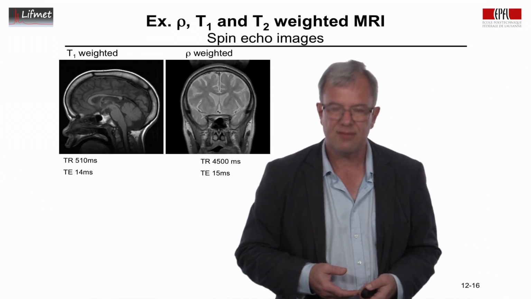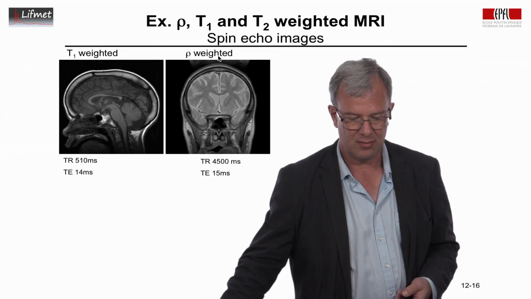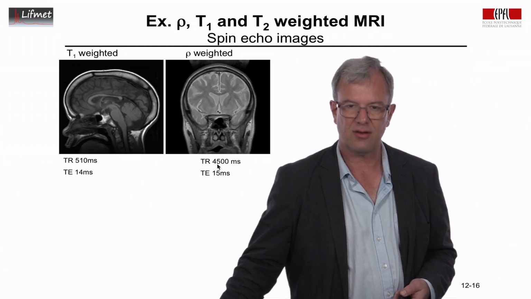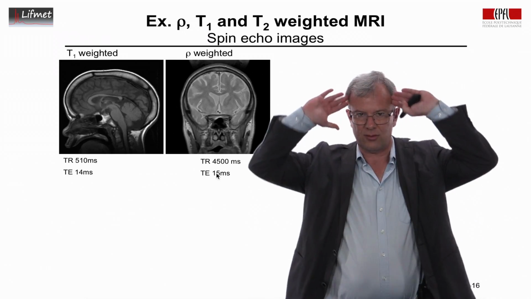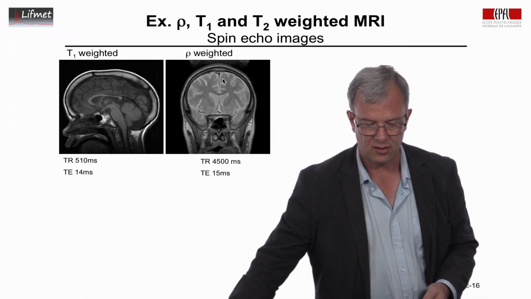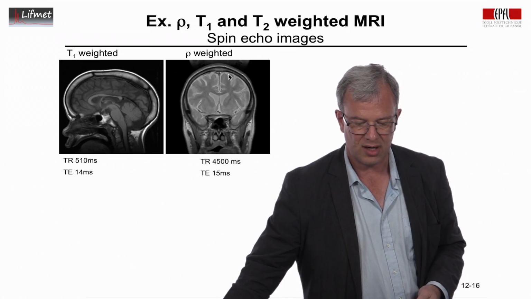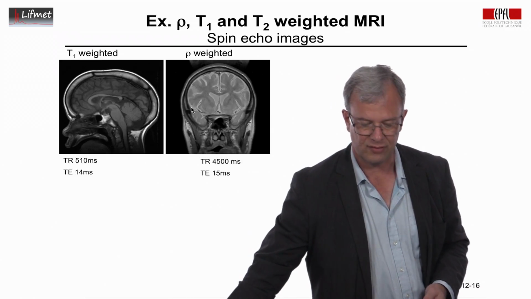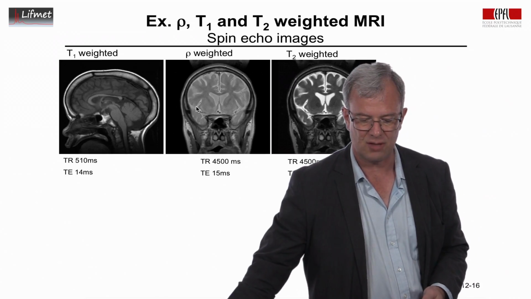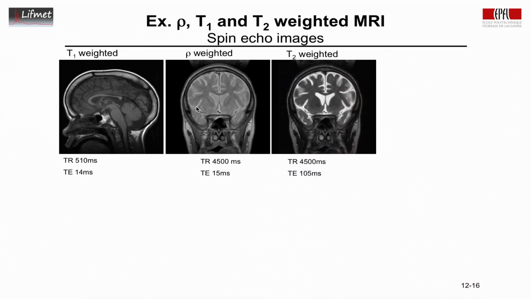Here's now a density weighted, proton density weighted image. So it is a TR of 4.5 seconds and a TE of 15 milliseconds. This is a cut through the head coronally. So we can see the ventricles very bright, the CSF bright, because this is 100% water. It's not very bright, but it's brighter. It's a grayish image. And T2 weighted here now, the TR is 4.5 seconds and the TE is 100 milliseconds.